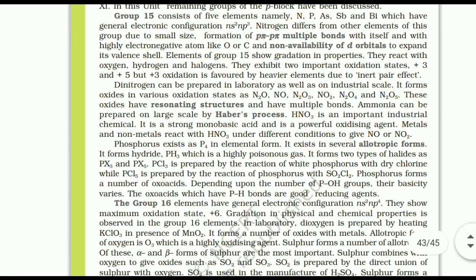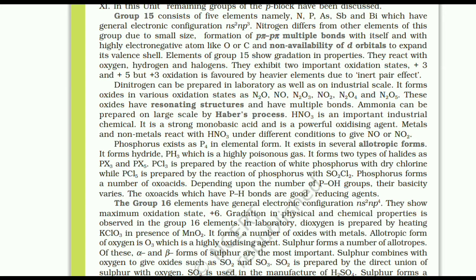Dinitrogen can be prepared in the laboratory as well as on an industrial scale. It forms oxides in various oxidation states as N2O, NO, N2O3, NO2, N2O4, and N2O5. These oxides have resonating structures and have multiple bonds. Ammonia can be prepared on a large scale by Haber's process.